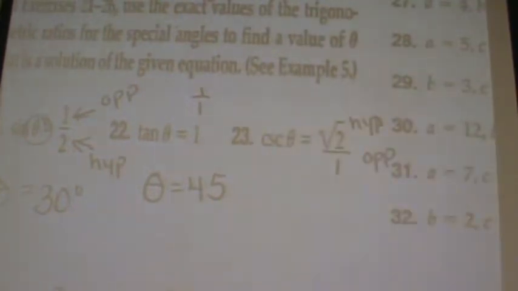Okay, next one. Now, we need a fraction here. This is going to be root 2 over 1. And cosecant is hypotenuse over opposite. And right away, when I see square root of 2, I go to the 45 angle. So what angle is this where hypotenuse over the opposite is a 45?